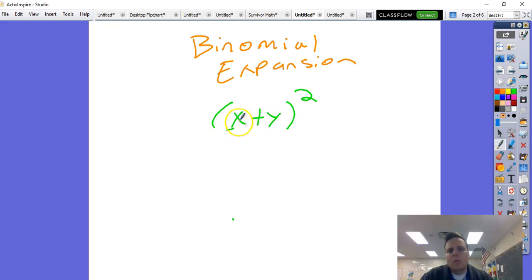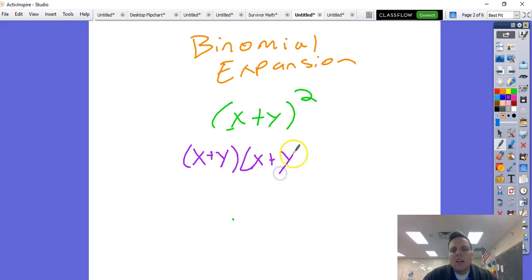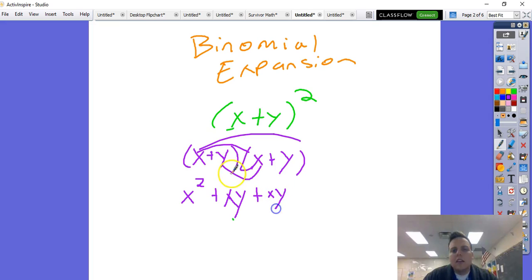We'll take the binomial x plus y squared. Up till now, you've probably learned to do it simply like this. Squaring something means to multiply by itself, so you just write it out twice. Probably like, oh yeah, that's pretty easy. Then you do first times first, which is x squared. Then first times second, which is xy. Then second times first, which is again xy. And then second times second, which is y squared.